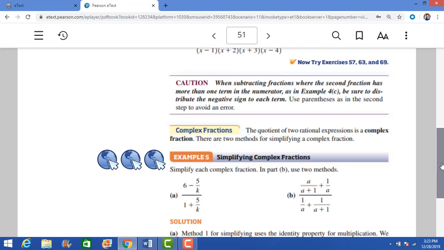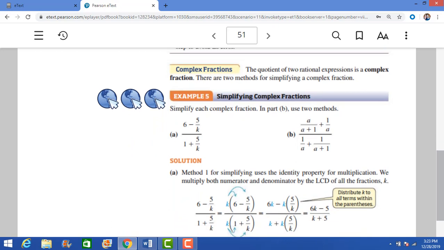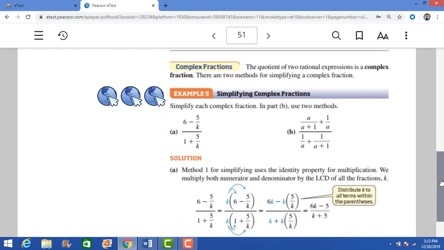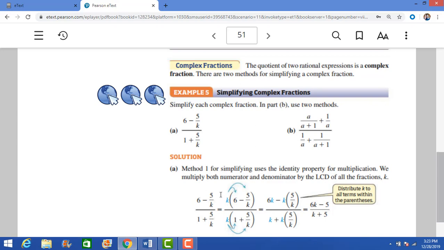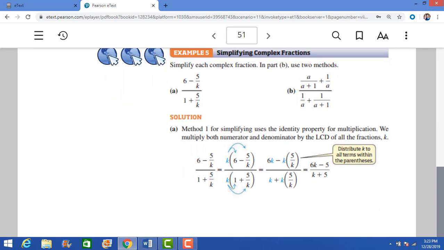Okay, so this is method 1. We multiply the top and the bottom by k, and we use the distributive property, and we get rid of the fractions, and it becomes what? 6k minus 5 over k plus 5, and we're done. Now, there's another method that we could use, which is, again, we could just get a common denominator.